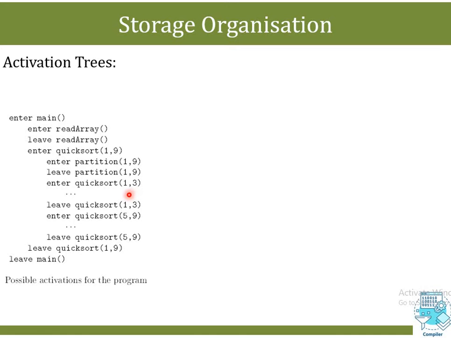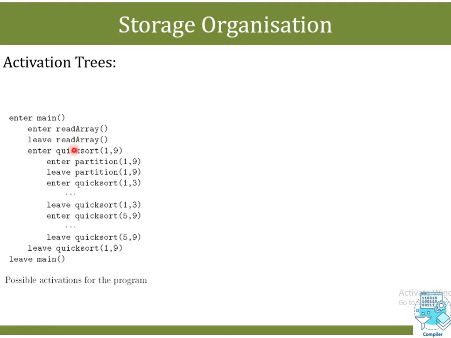So again recursively, what happens? For this quick sort, again partition, then for left side again quick sort, and for right side again quick sort. So like that it happens. Once quick sort of 1 comma 3 gets completed, the control will be leaving quick sort of 1 comma 3, and then the control will be entering into quick sort of 5 comma 9. What is 5 comma 9? It is the right side.